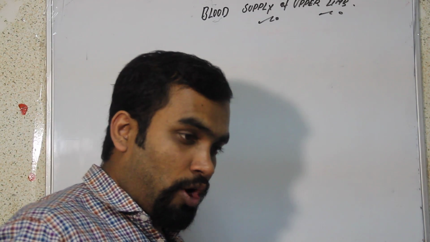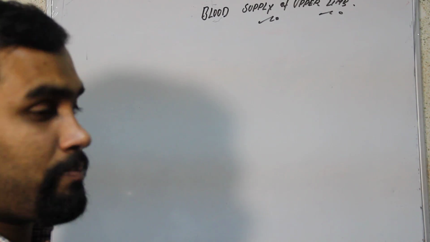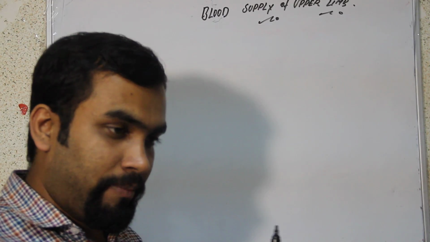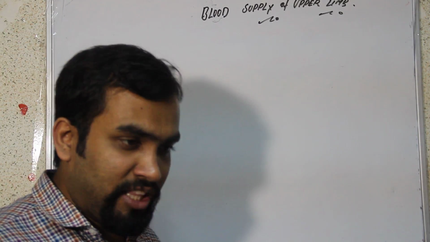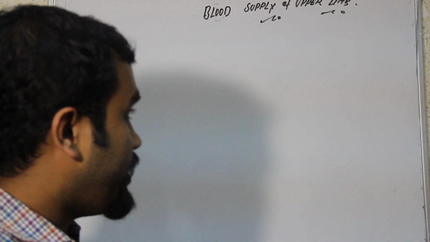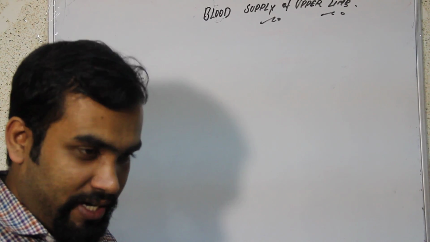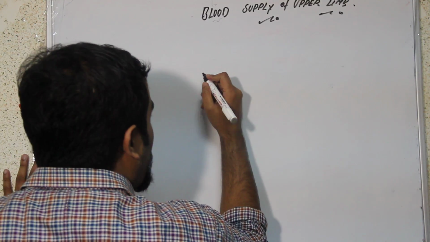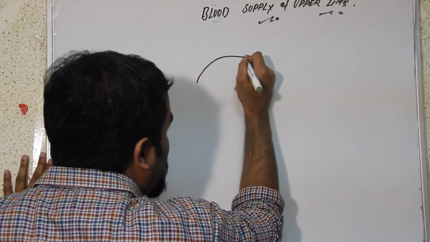So now we are going to explain about blood supply of upper limb. It's an important topic, but I am not explaining everything about blood supply, only what is important, okay? You know the blood is supplied by which organ? The heart, right? So from the arch of aorta.